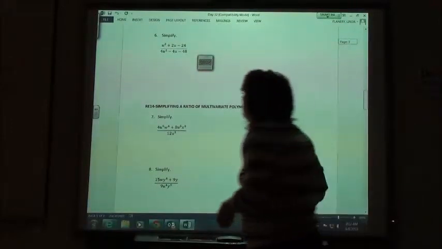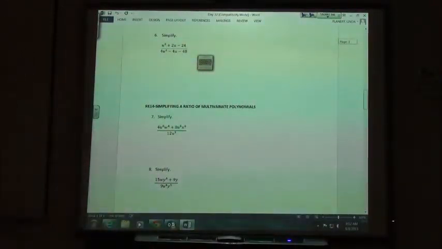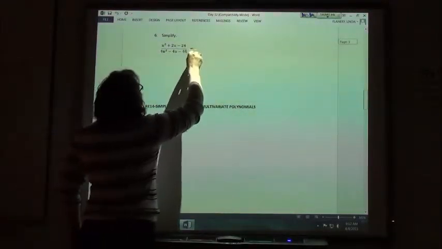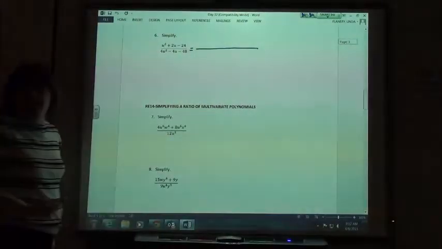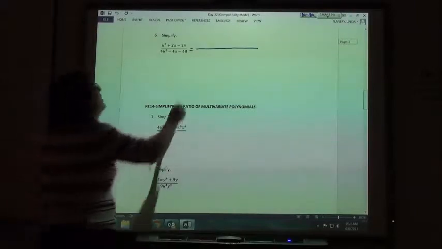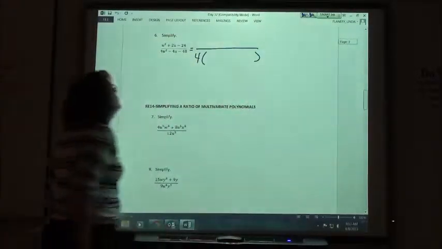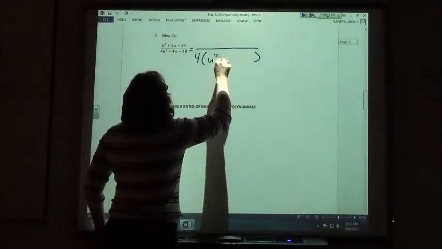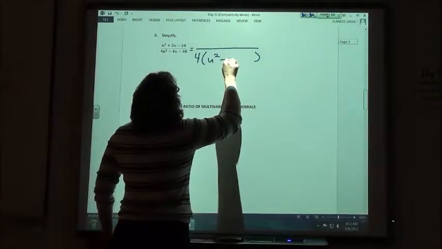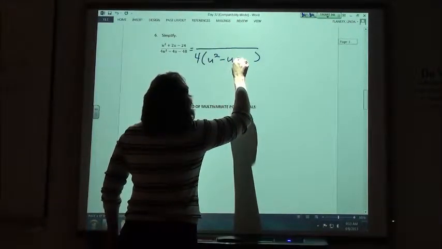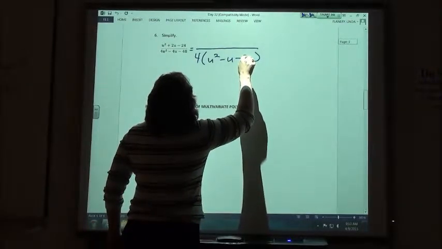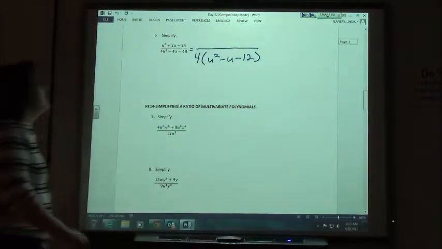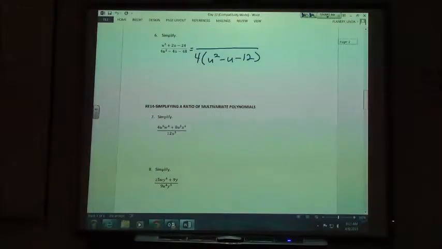Number 6, looking at that one. If I look at the top of my expression, I don't have a greatest common factor that I can take out, but if I look at the bottom of my fraction, I can divide all of those by 4. So I'm going to take the 4 out of all of those from the bottom, and when I divide each of those by 4, I would get U squared minus U minus 12. So I get U squared minus U minus 12 in my parentheses.